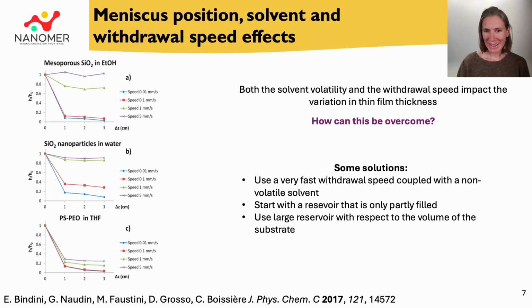3 solutions which I came up with were to use very fast withdrawal speed coupled with a non-volatile solvent, to start with a reservoir that is only partially filled, maybe only halfway filled. That way we already have the thinnest possible film, and to use a very large reservoir with respect to the volume of your substrate so that less of the solvent volume is displaced during the deposition. Which solution you choose to create more homogeneous films will depend on how much solution you have, how precious your particles are, and exactly how much surface you need to cover.